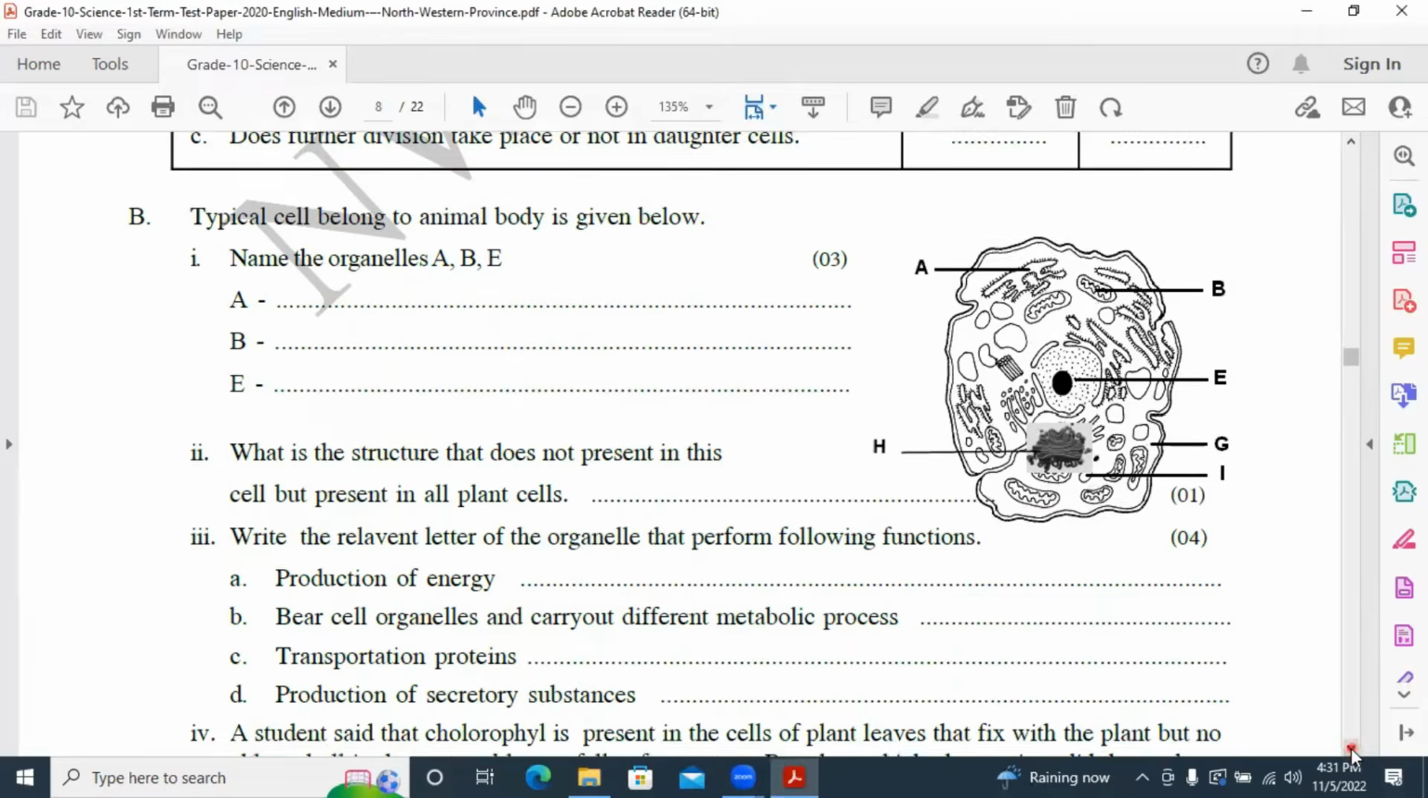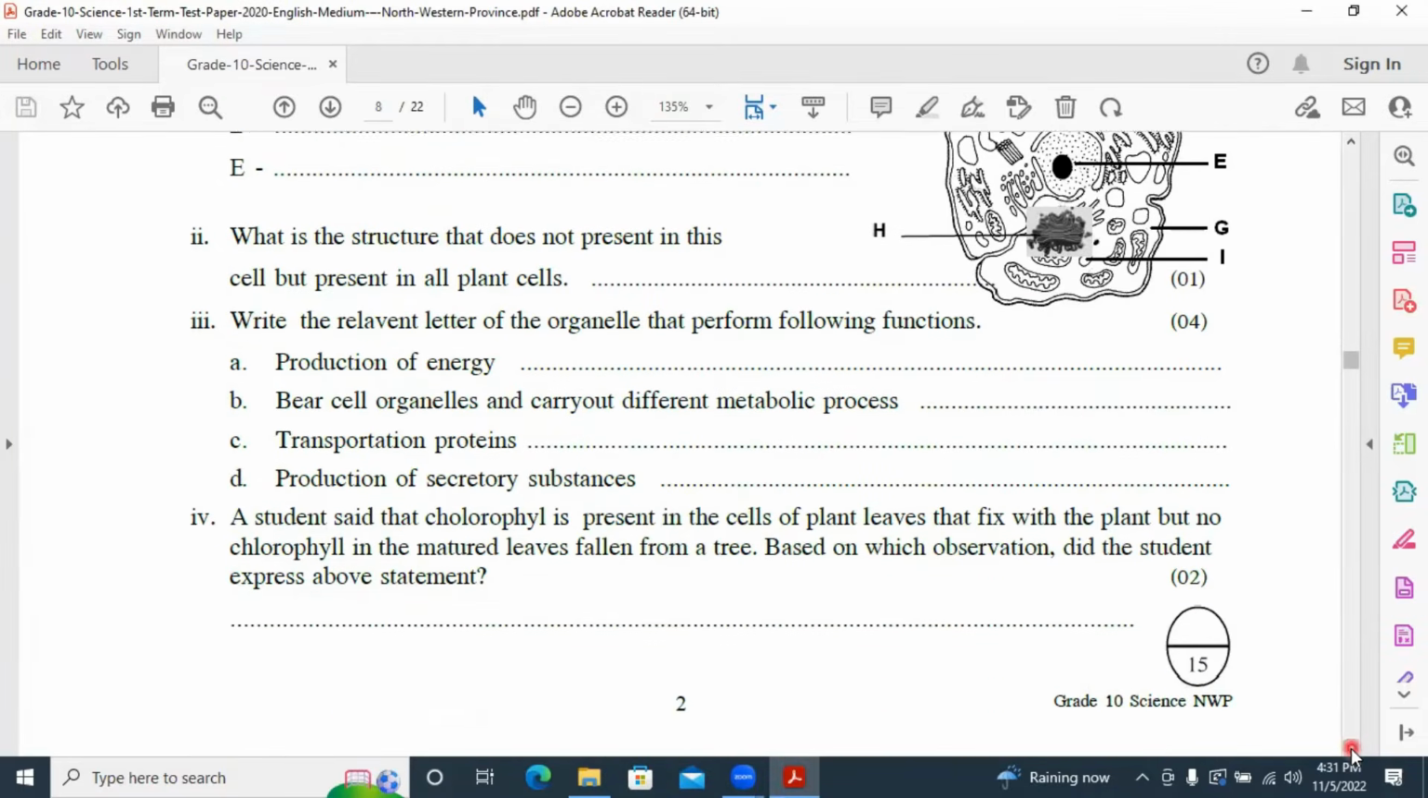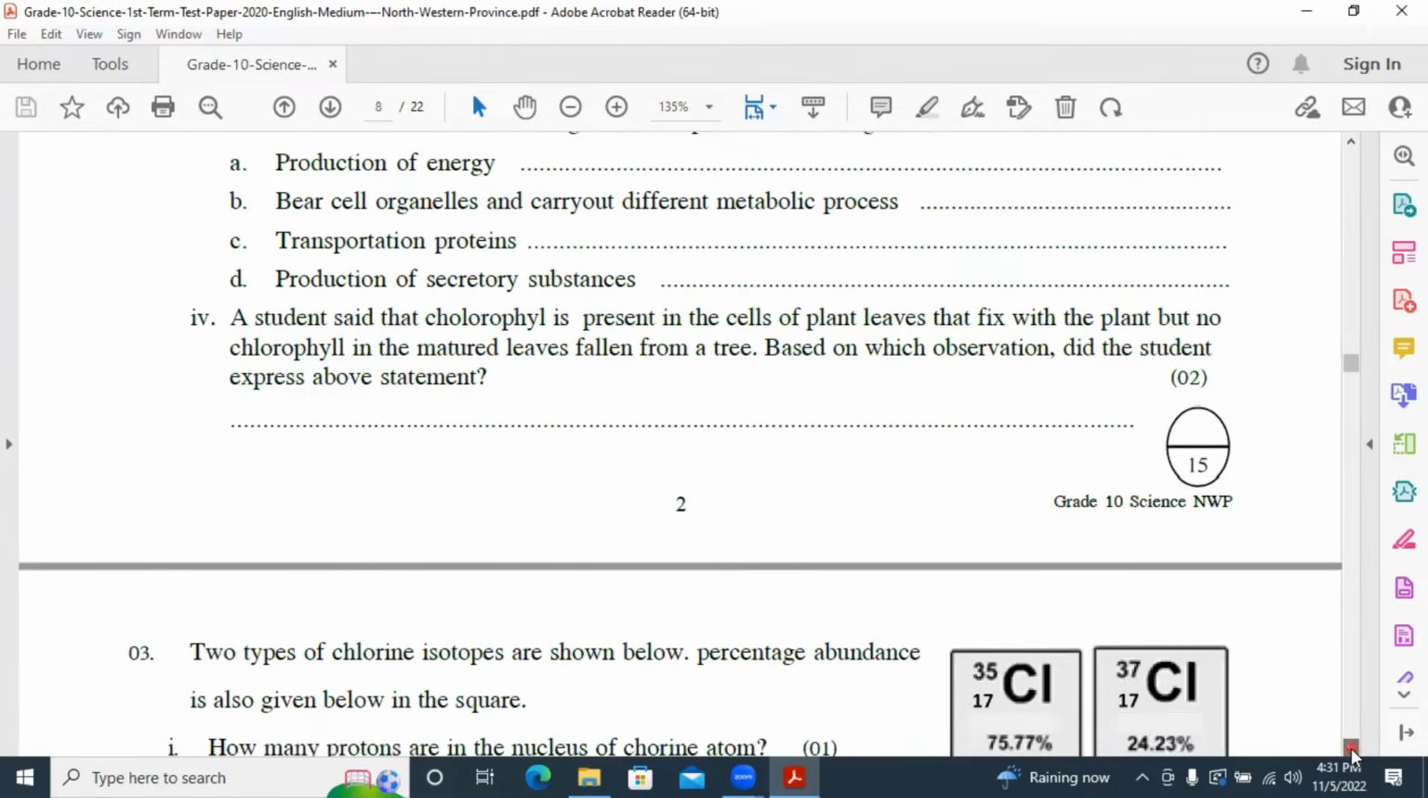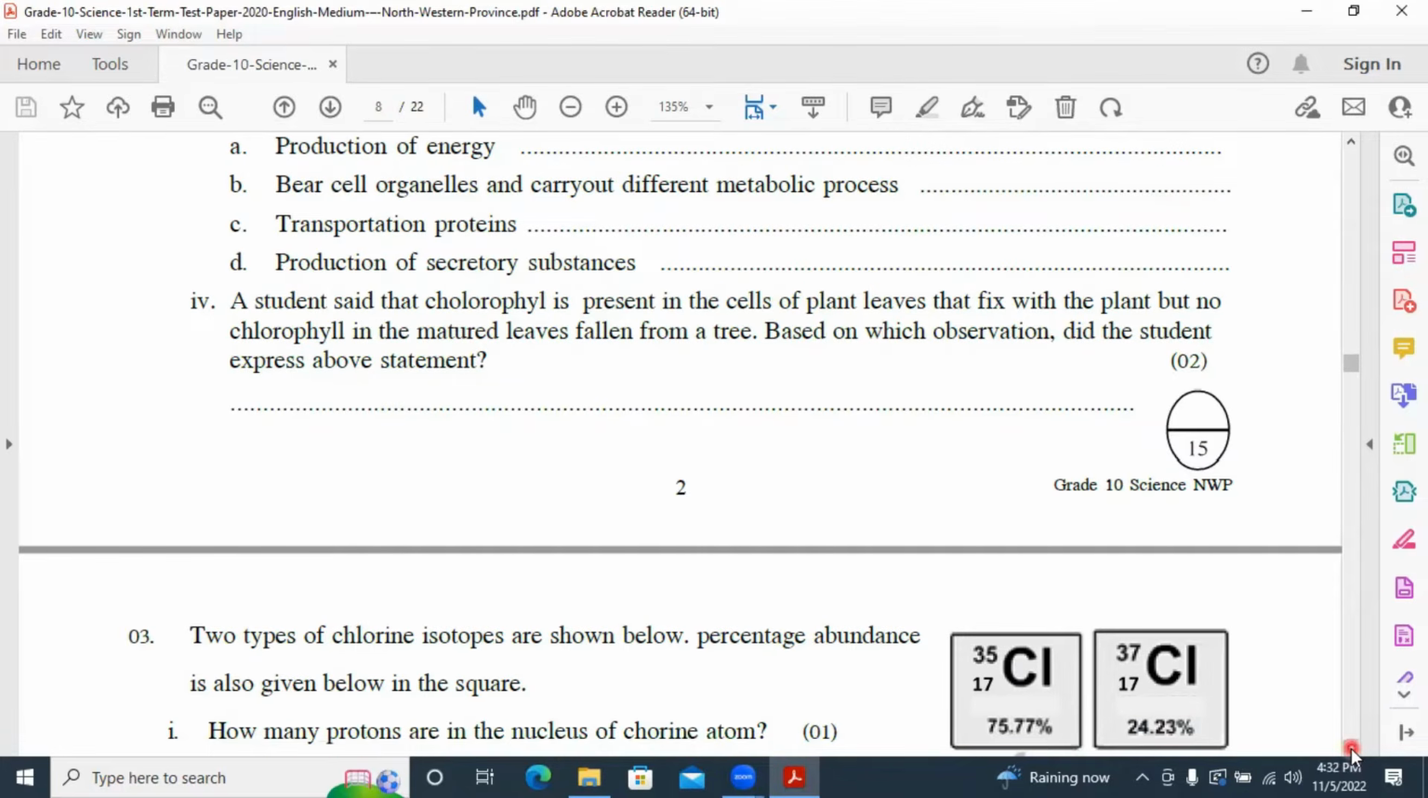Roman number 4. A student said that chlorophyll is present in the cells of plant leaves that are attached to the plant, but there is no chlorophyll in the mature leaves fallen from a tree. Based on which observation did the student express the above statement? Answer: absence of chlorophyll in mature leaves fallen from the tree.